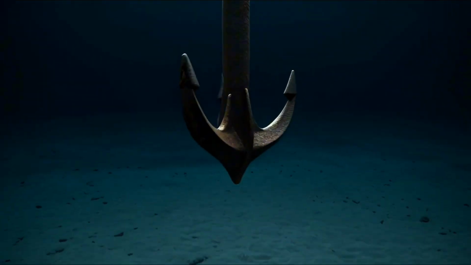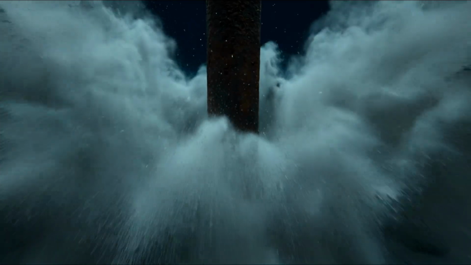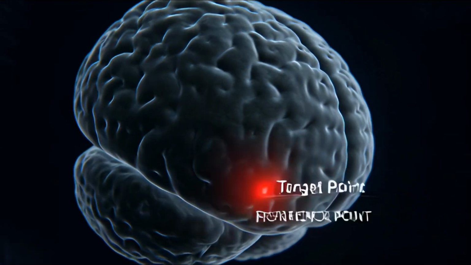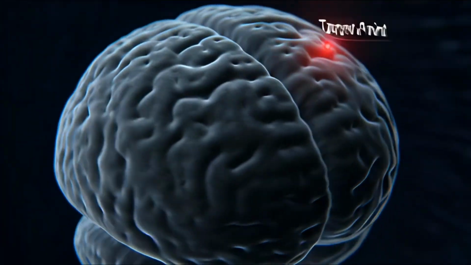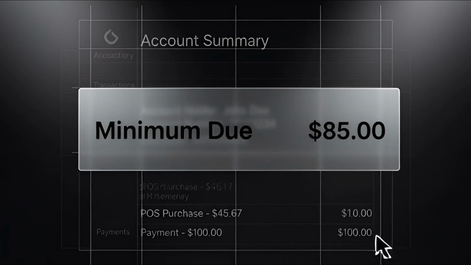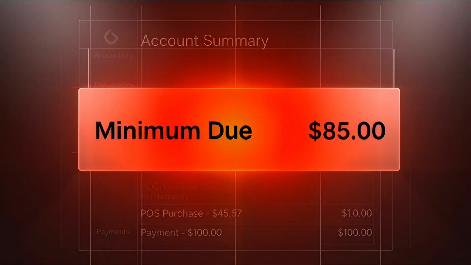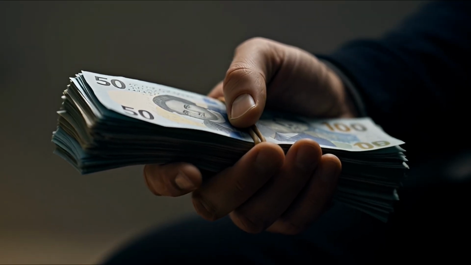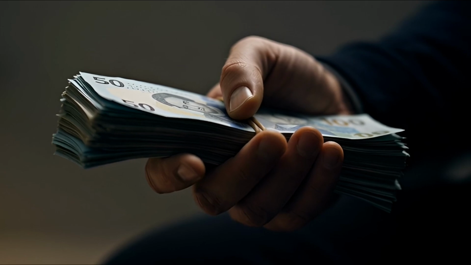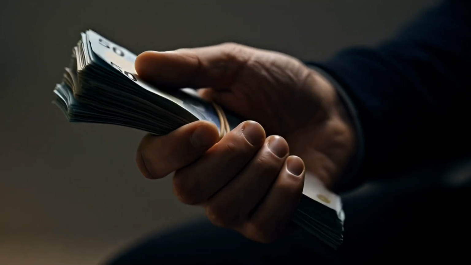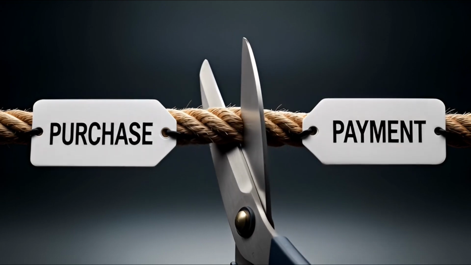The efficiency of this system relies on a cognitive bias known as anchoring. When a human looks at a financial statement, the brain searches for a reference point to determine how much to pay. The statement is visually engineered to establish the minimum due as the target. It presents the minimum as the requirement for good standing. Psychologically, paying anything above this number feels like a loss or an optional expense, rather than a necessary reduction of liability. This creates a frictionless spending environment.